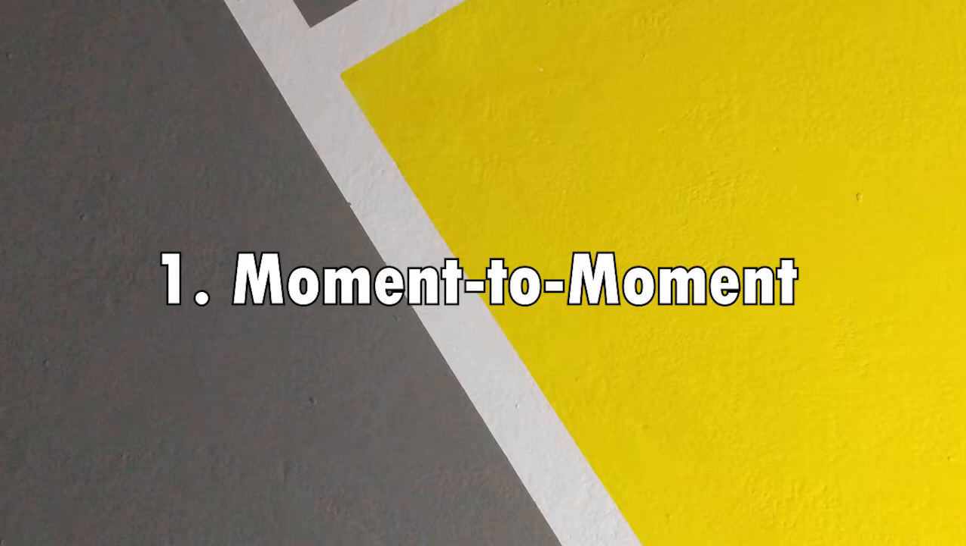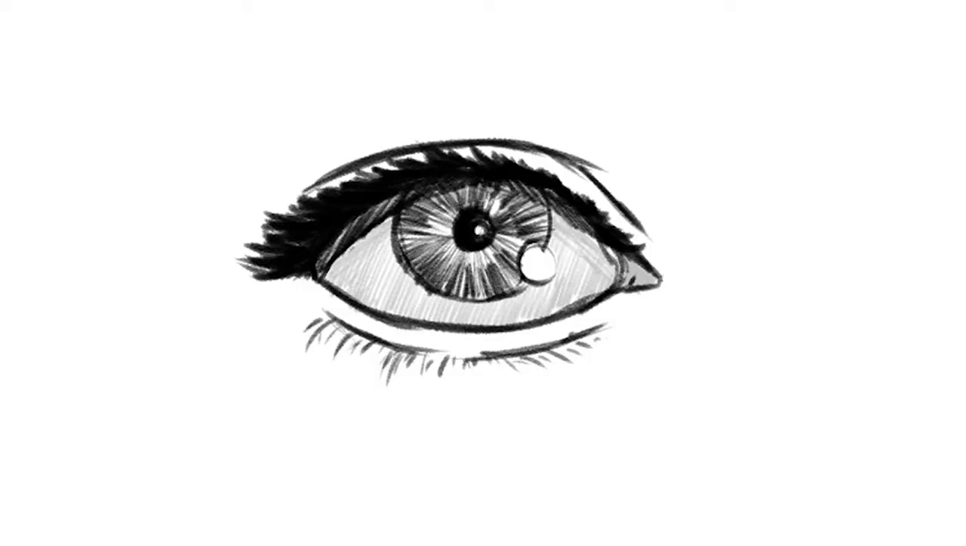Now, onto the first one. The moment-to-moment panels are the tiny little changes that occur between each panel. They work in a similar way that you would imagine an animation frame. A common example is if you wanted to show an eye blink, you would start the first panel with an eye open, and then the second panel with the eye closed, and the third panel with the eye open again.